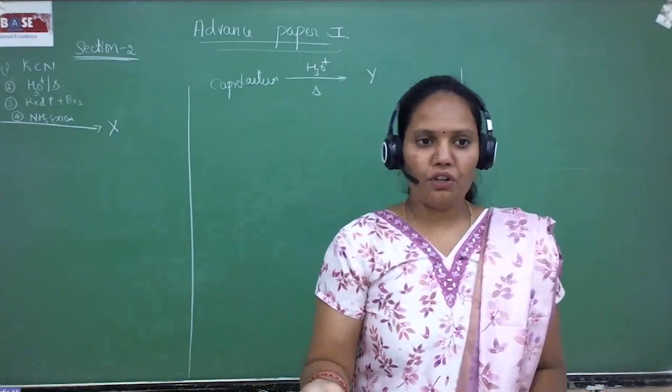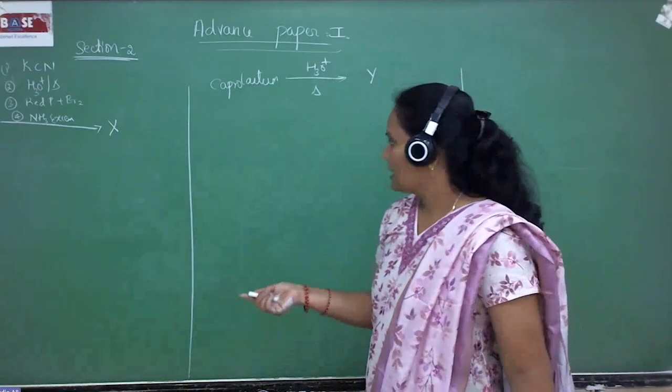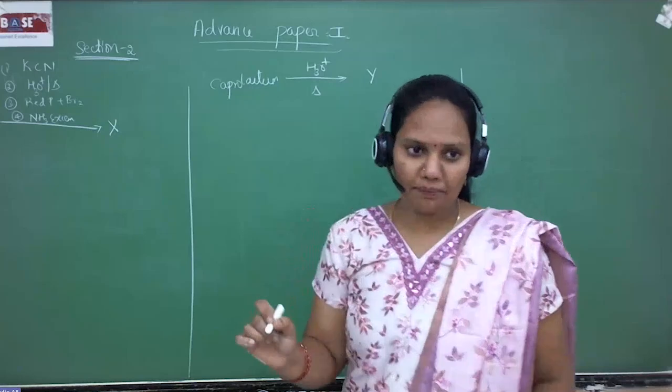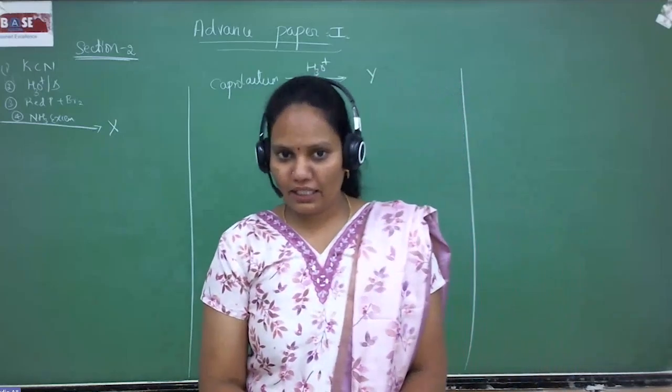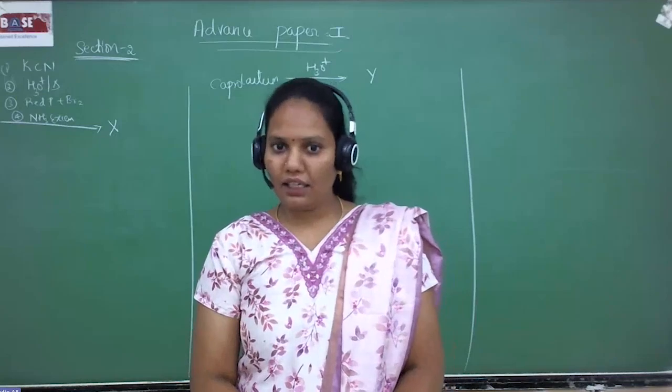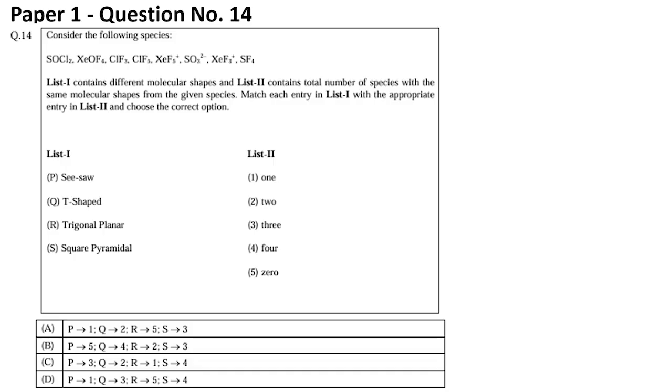Hello everyone. Now we are going to solve Advanced Paper 1, Section 2, question number 14. In the following reaction sequence, the major products X and Y are acyclic monomers. First sequence I've given, that is methyl iodide on treatment with a series of reagents, we are going to get X. Okay, so these are the sequence.